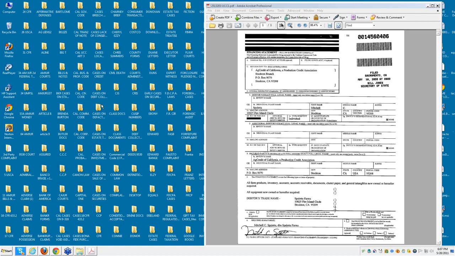And this is how they do ag liens. This is a form for an ag lien. Can everybody see it? Let me close down the control panel. Okay.